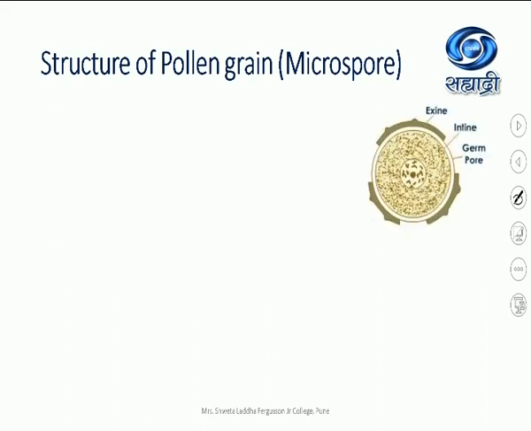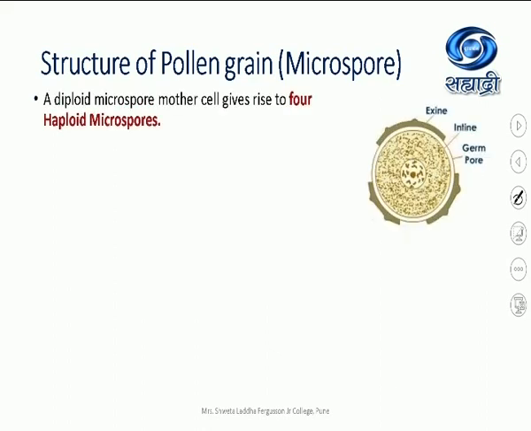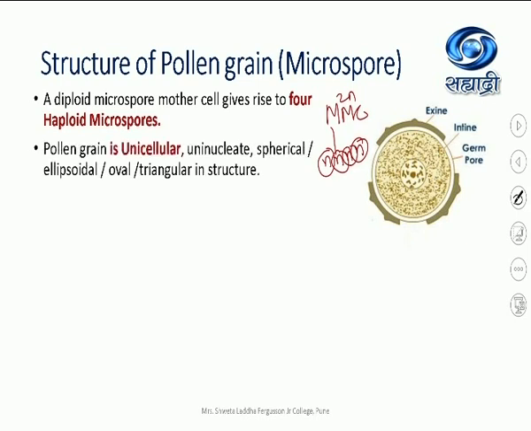If you look at the structure of the pollen grain, a diploid microspore mother cell, which we just saw, undergoes meiotic division to give rise to haploid, how many? 4. Four haploid microspores. And what is that process called? Microsporogenesis. Every single pollen grain is unicellular. Look at the diagram, it is single celled. Uninucleate, there is a single nucleus in the center.